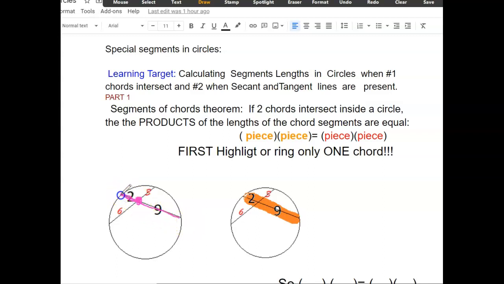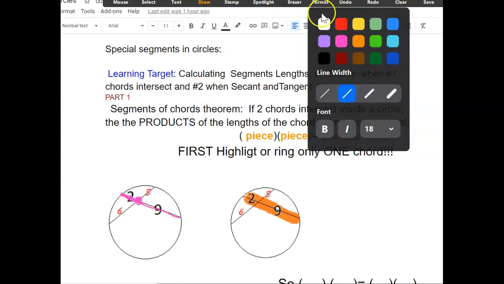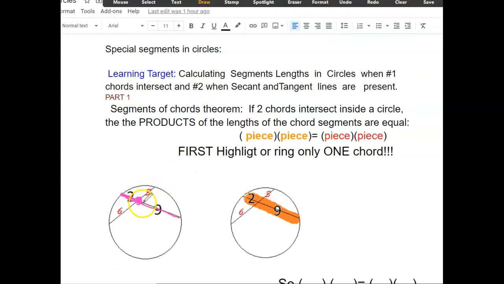This side right here is 2 centimeters. And this other side over here, I'm going to trace in purple, is 9 centimeters. And then this other chord, the second chord, is also intersected. This piece here is 6 centimeters, and this other piece here is 8 centimeters.